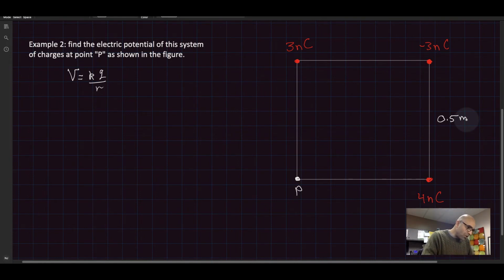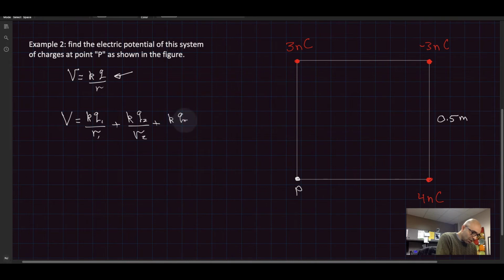All right. So we have 3 charges. Each one is contributing this much, KQ over R. So we can actually put them all in one equation. We can add them all, so for 3 charges we will have 3 terms. So I'm going to say K Q1 divided by R1, plus K Q2 divided by R2, plus K Q3 divided by R3. Remember, this is a scalar quantity, so we can just add all the terms together without worrying about their direction.